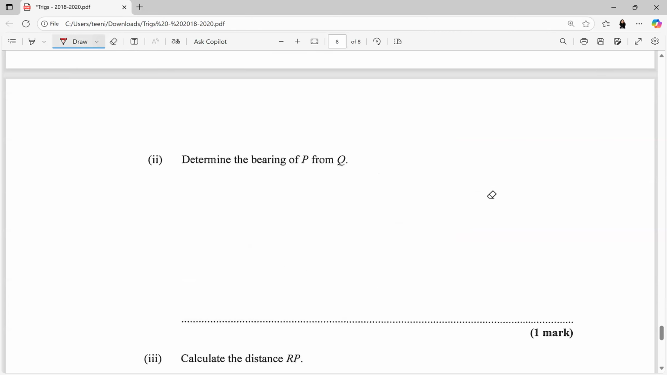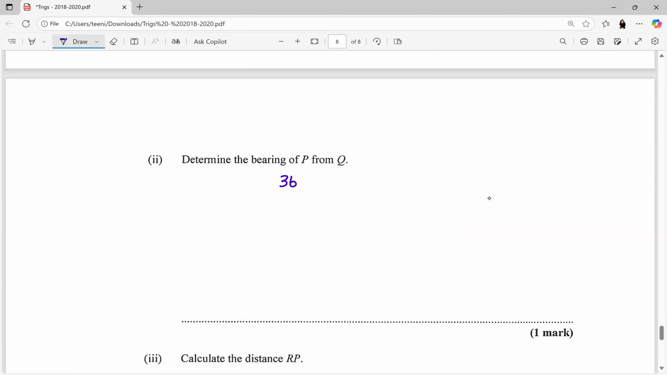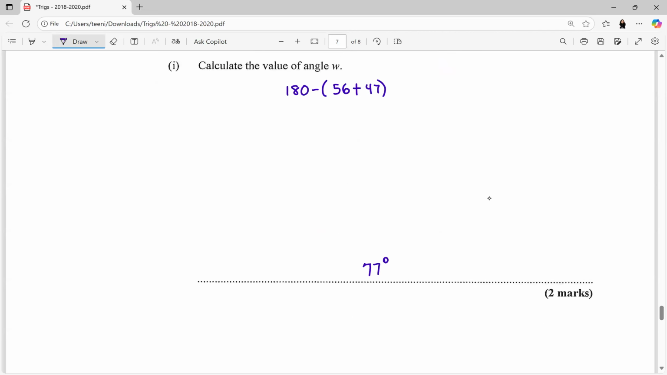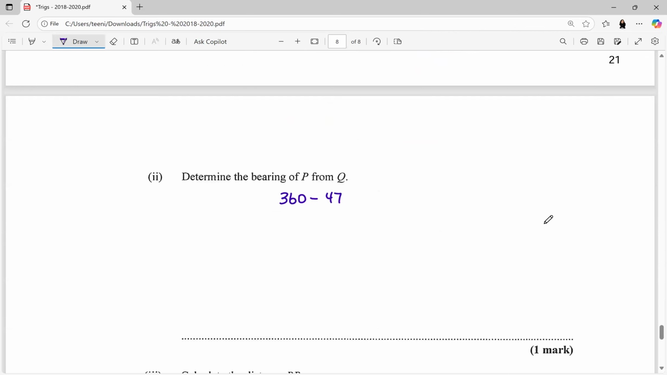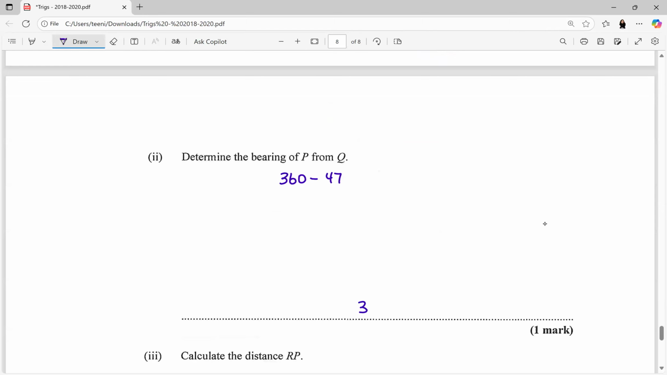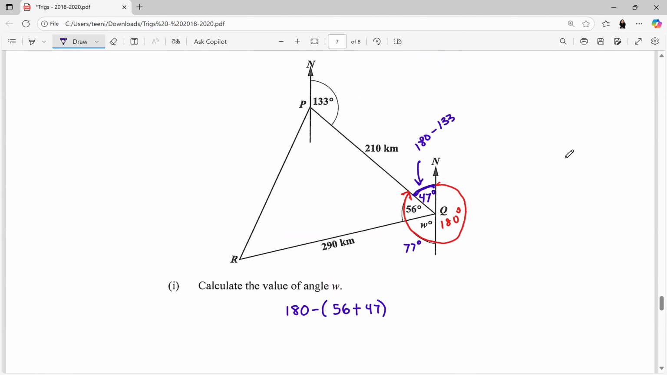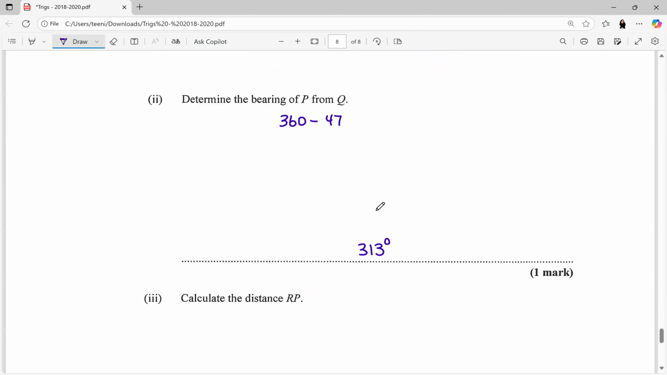So that's why it's only one mark, right? Because it's just one connection you have to make. So it'll be 360 take away 47, which is 313. My bad. So that's one way to do it. If you did it with 180 plus 77 plus 56, you'll still get the same answer, 313. Right? So the bearing of P from Q is 313 degrees.